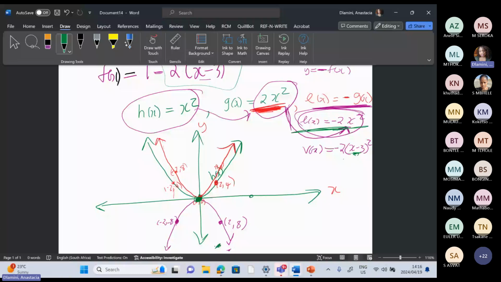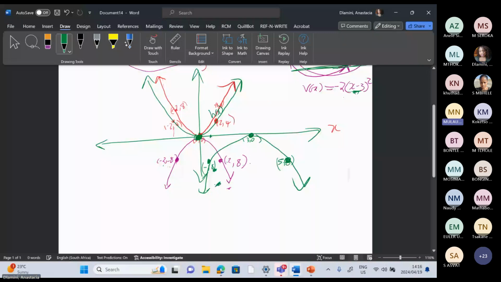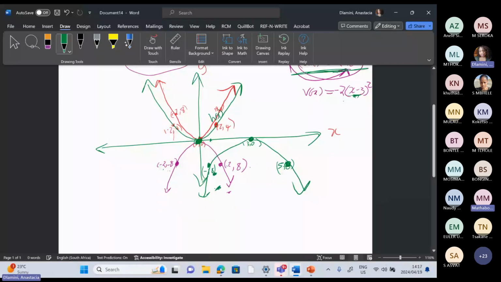This point here will be 1 and negative 8, so it'll be somewhere here. Let's say 1 is here, so it'll be 1 and negative 8. Now this point here will be what? 5 and negative 8. So the new graph will be like this. Are we all together, guys? Yeah, I got it. So this graph is the graph of v of x equals -2 times (x minus 3) squared.